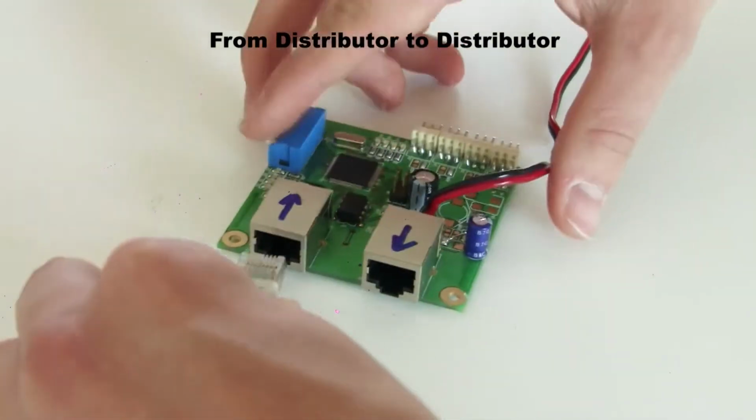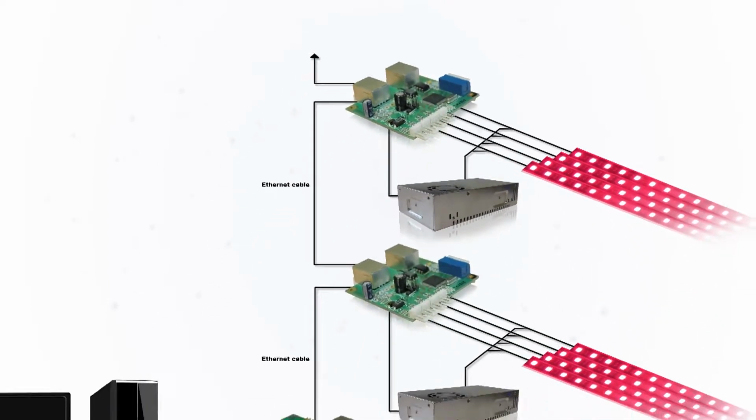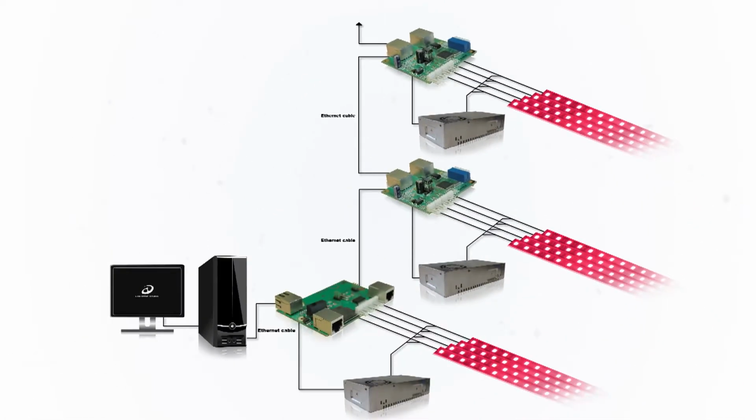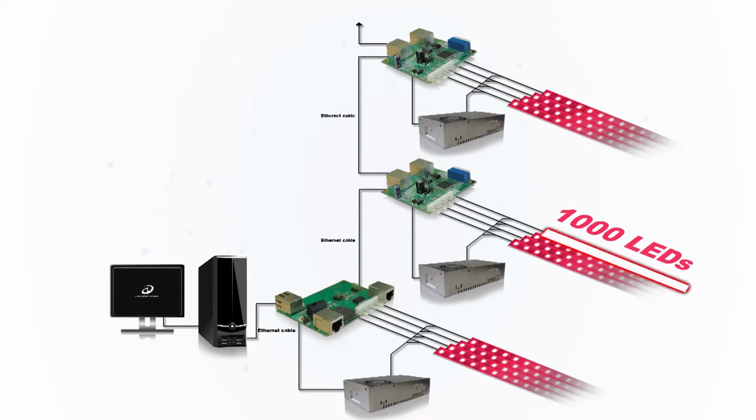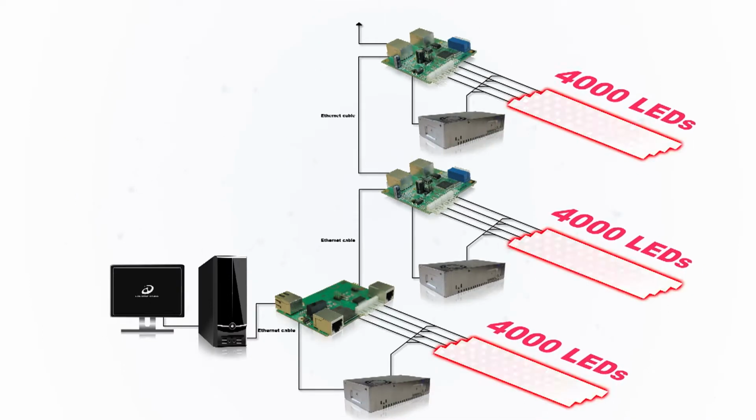Every distributor, similarly to the Ethernet converter, needs to be connected to a power source. As previously stated, the Ethernet converter as well as the distributor have four outputs for LED strips. One output can control up to 1000 LED diodes, which means that directly from one Ethernet converter or distributor, up to 4000 LED diodes can be controlled.